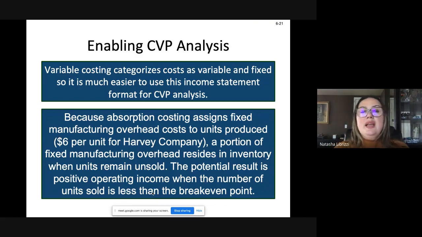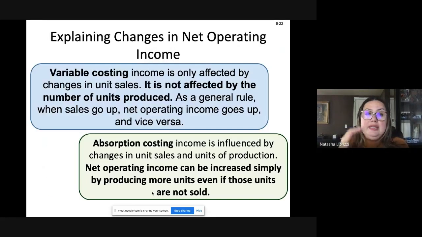Because absorption costing assigns fixed manufacturing overhead cost to units produced, $6 per unit, a portion of fixed manufacturing overhead resides in inventory. Remember the matching principle: we don't recognize expenses until we generate revenue. So it's delayed to be expensed until next year because it's sitting on your balance sheet as an asset. The potential result is positive operating income when the number of units sold is less than the break-even point. So we kind of back into the break-even understanding.